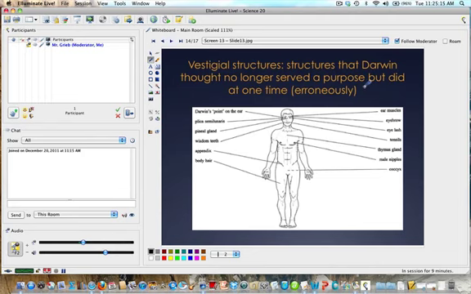Now, vestigial structures were structures that Darwin thought no longer served a purpose, but did at one time. Now, this has been pretty much proven to be erroneous for the most part, okay? Your tailbone, the coccyx, definitely has a current function, so it is not vestigial. Your thymus gland has a function. Your tonsils have a function. Eyelashes, eyebrows, ear muscles, they all have a function. Okay, pineal gland, wisdom teeth, body hair. So vestigial structures, a little bit of sketchy evidence, because most of what has been described as being vestigial has been shown to have a current function and a fairly necessary one for a lot of things.